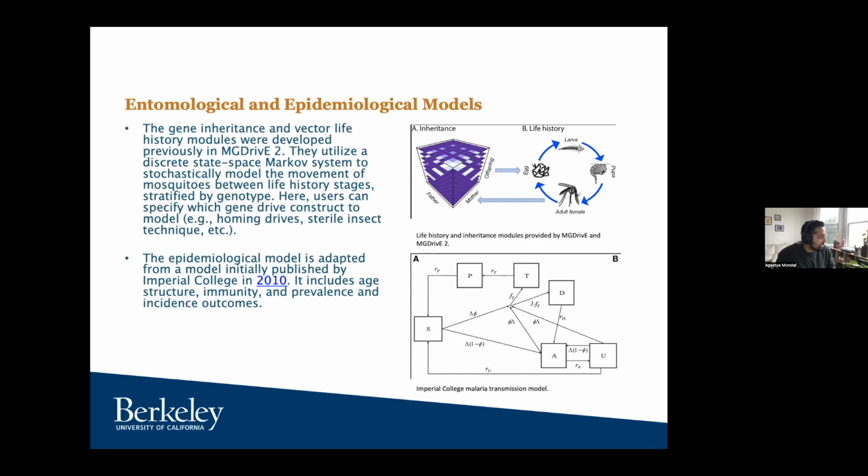And the epidemiological model is adapted from the Imperial College model, initially published in 2010. The schematic is below. It tracks infection through various states from susceptible to treated or untreated disease, protected, asymptomatic, and subpatent infection. And there are various rates and parameters that go into that, but this is just a highly simplified version of the schematic.